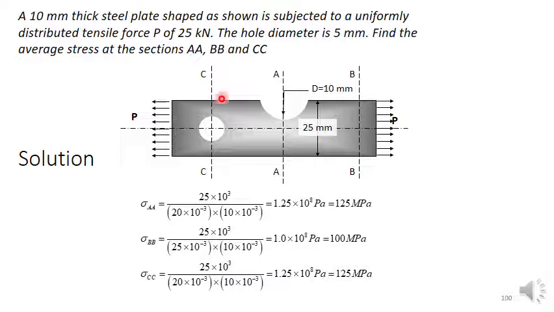Finally, at CC, you have 25 load, 10 thickness, which is the same. The width is 25 minus the diameter of this hole, which is 5. So you get the answer 125 megapascal. Keep in mind that all of these quantities, 125 and 100, are average stresses across the entire cross sections, not necessarily the stress at individual points.